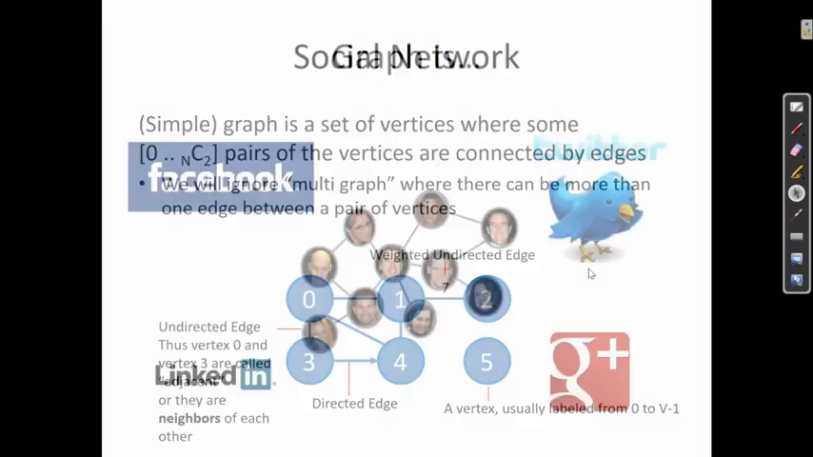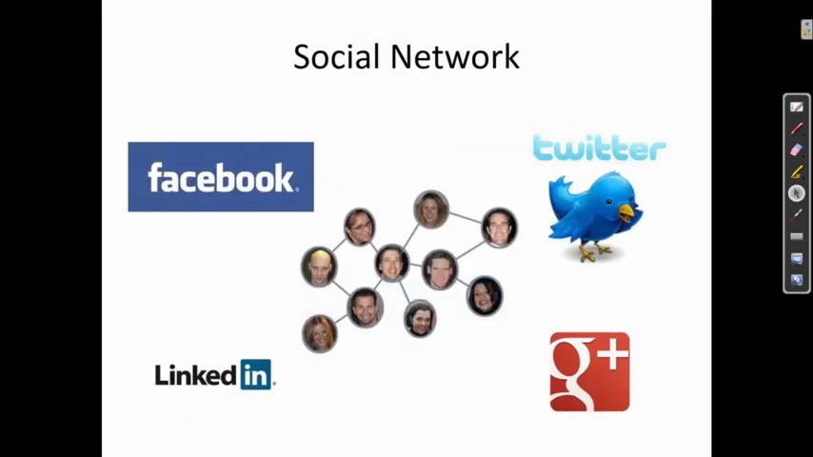So graphs are actually used everywhere. They are used to model lots of things. It's a very useful abstract data structure. Now social networks are very prevalent, right? So you have lots of social networks. You have Facebook, Twitter, Instagram, LinkedIn, Google Plus, whatever. I don't know what's the latest one.